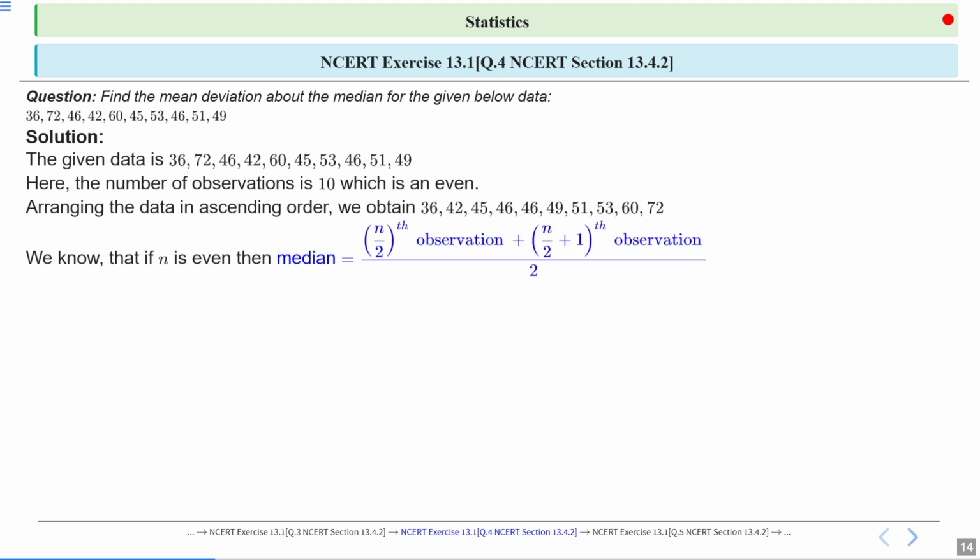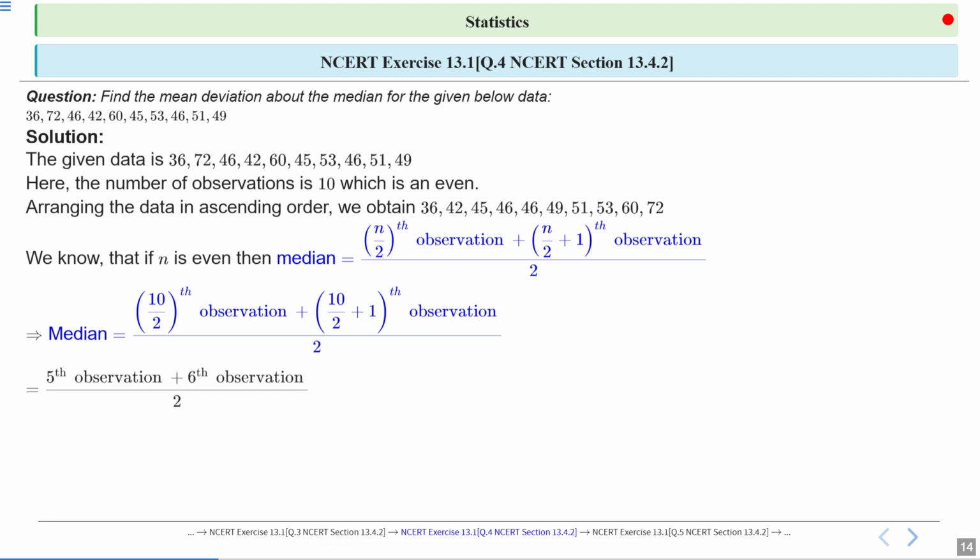To find the median when n is even, we use this formula: median equals (n by 2)th observation plus (n by 2 plus 1)th observation divided by 2. So let's substitute our value of n, which is 10, into our formula. So median is equal to (10 by 2)th observation plus (10 by 2 plus 1)th observation divided by 2. This means median is 5th observation plus 6th observation divided by 2.